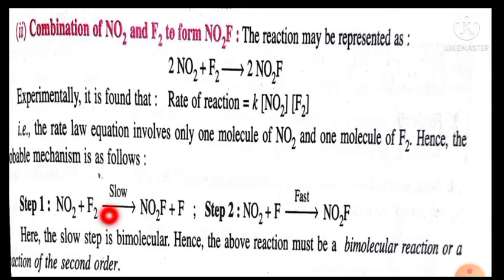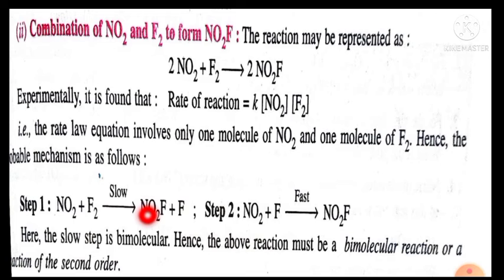Now it is also going to complete in 2 steps. This one is the slow step, step 1. Step 2 is the fast step. So the slow step is bimolecular, that's why the reaction will be a second order reaction.